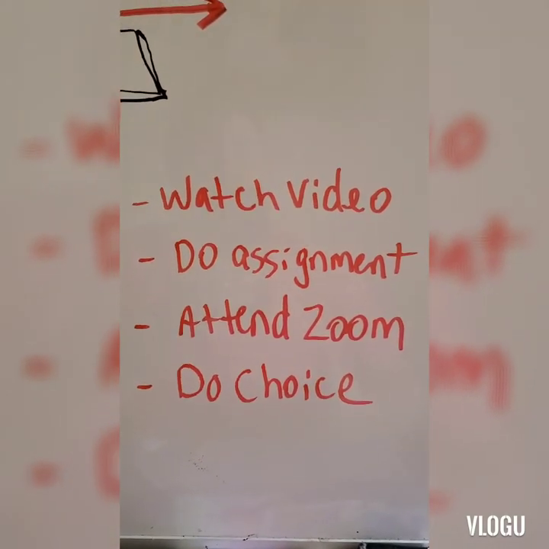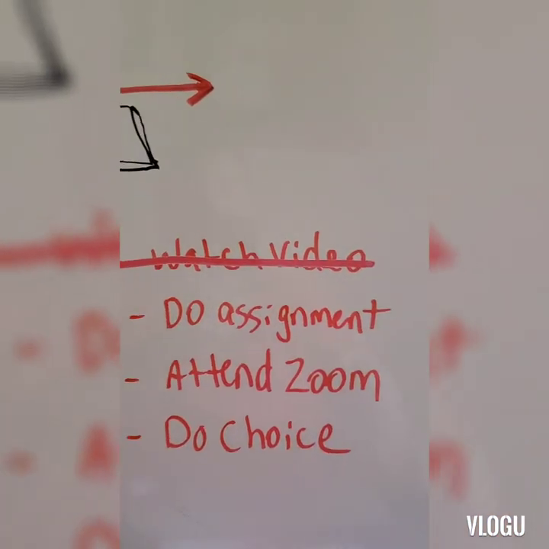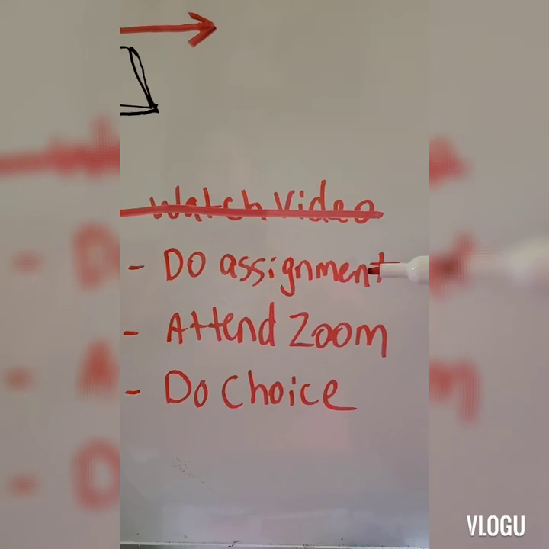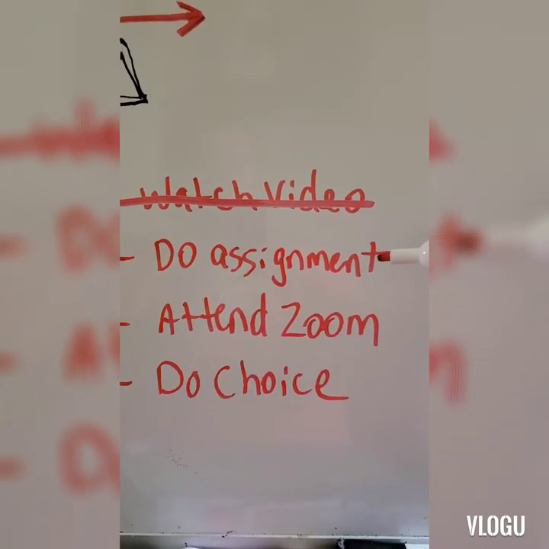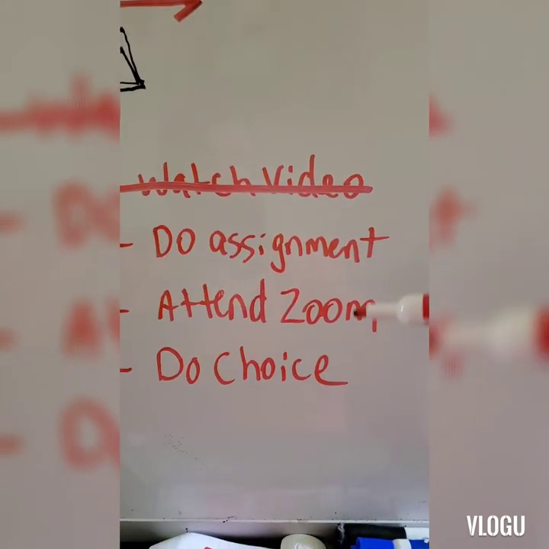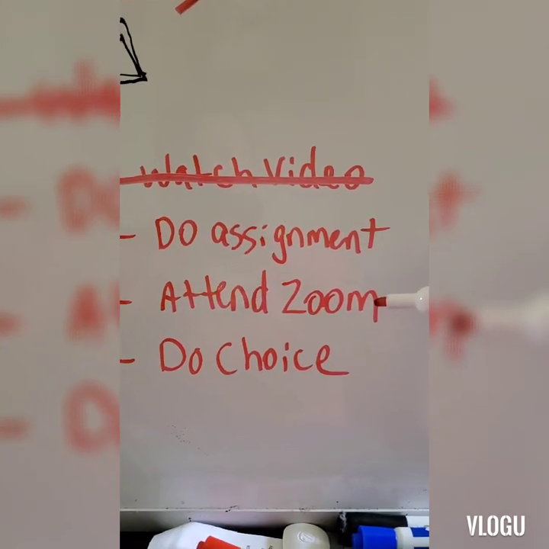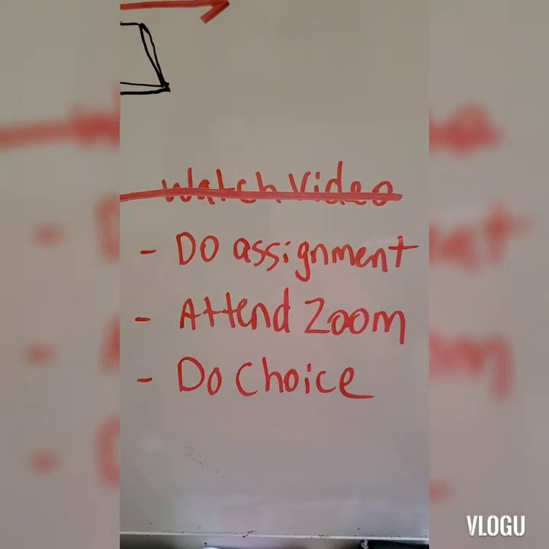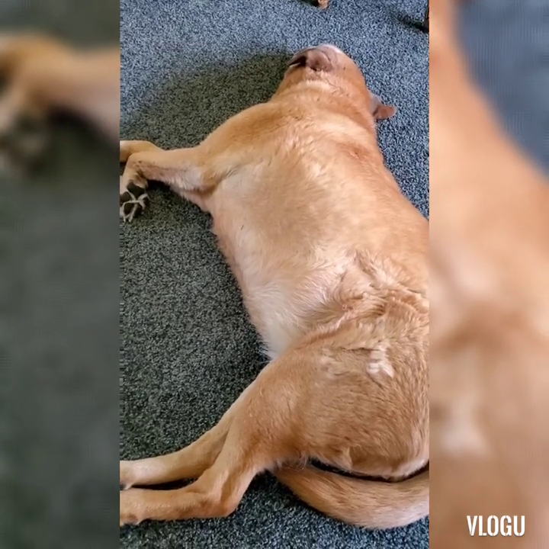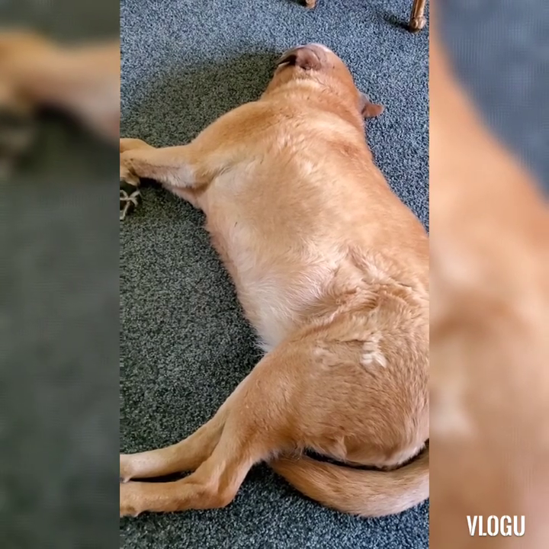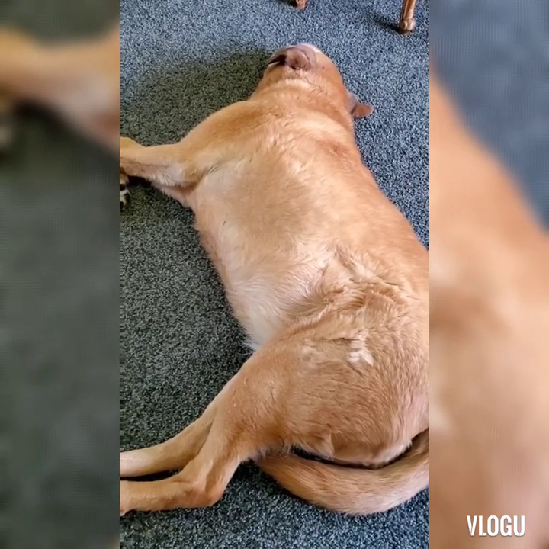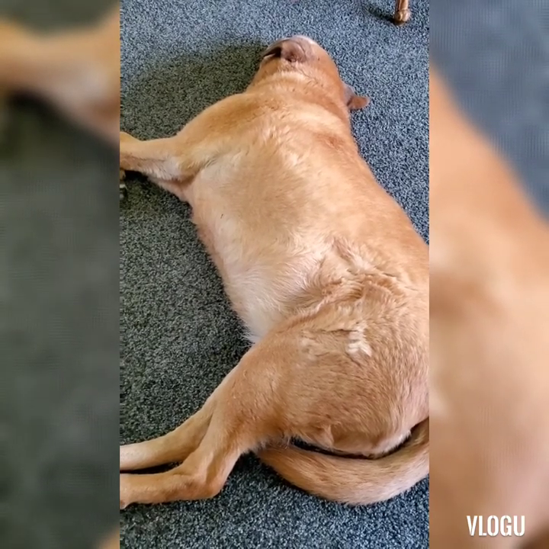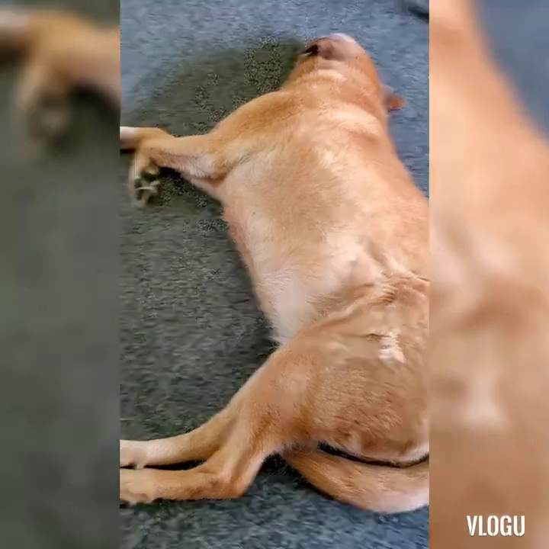So on your list of things to do, you can cross off watch video because you've just done that. Now you're all set to do your assignment in the pre-algebra book, attend at least one of the 2 Zoom meetings, and do one of the choice work available on Google Classroom. As always, if you have any questions about this work, you can email Fran, or email Andrew, and we will answer your questions as quickly as possible.